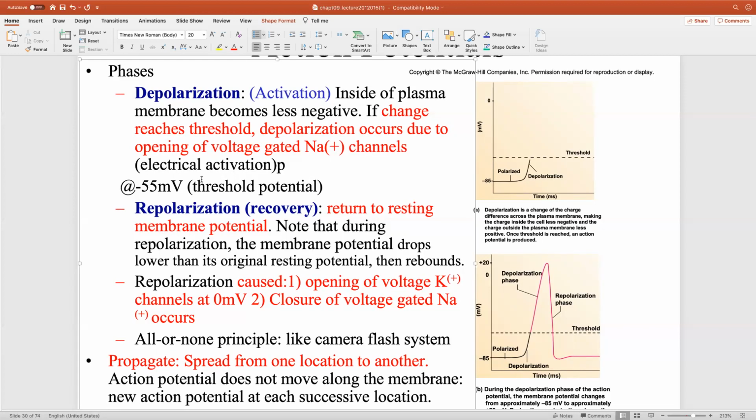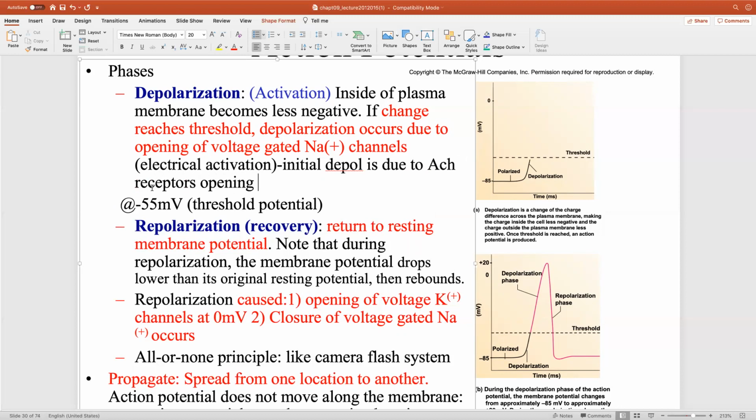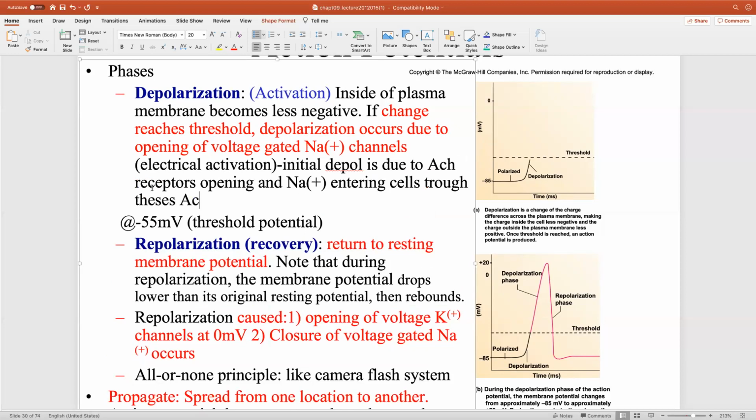This initial upswing is due to acetylcholine receptors opening and sodium entering the cells through these ACh receptors. I'm just going to put ACHR. So again, this initial depolarization right here, that's this. And I'm going to write this down as initial depolarization.